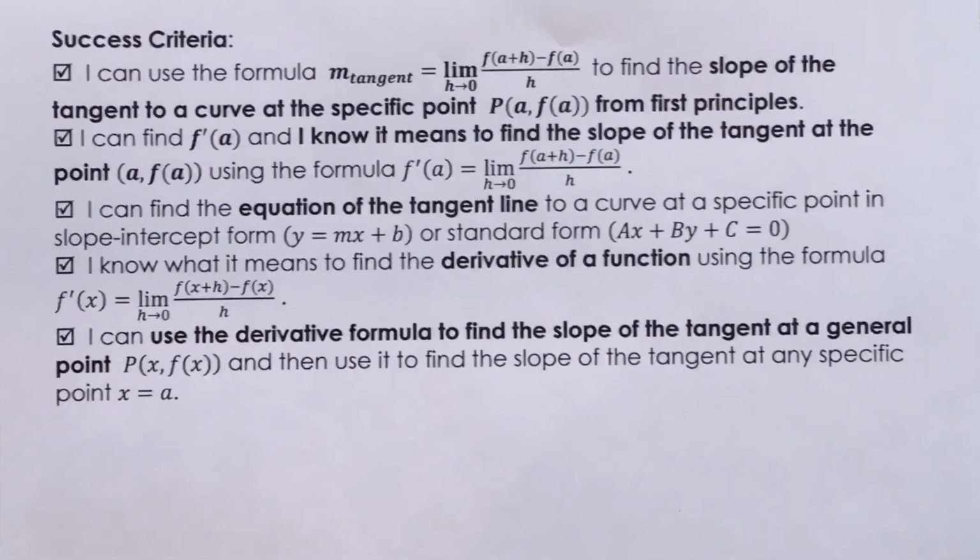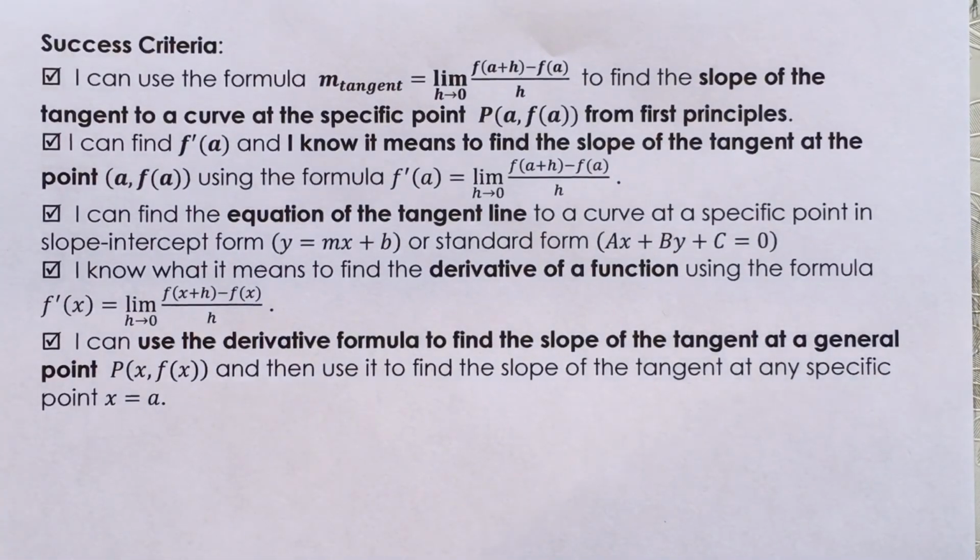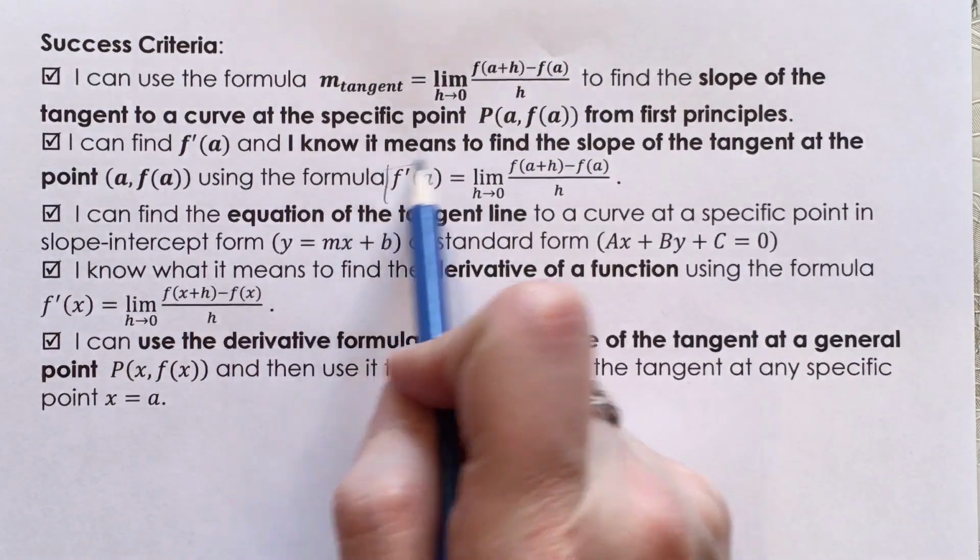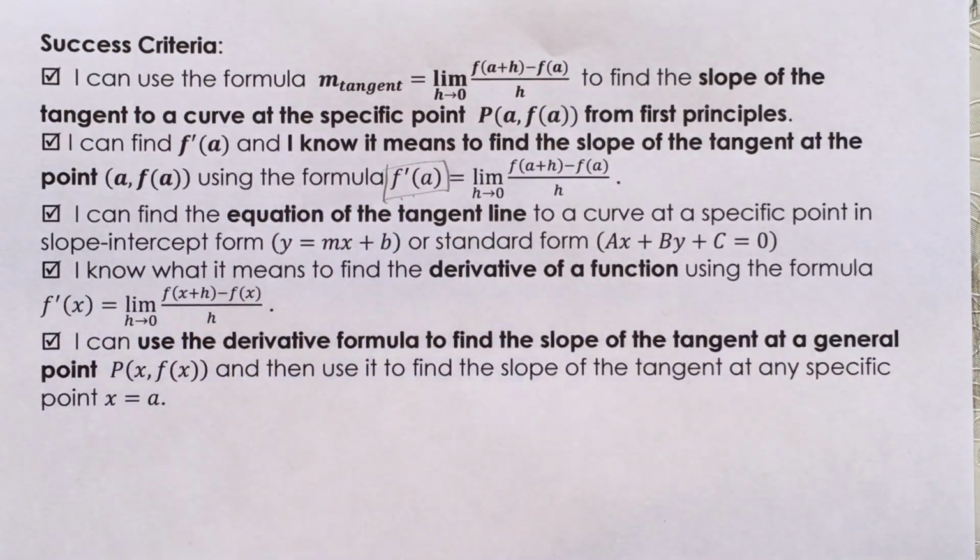Our success criteria. We can use the slope of the tangent formula, the first principles formula, the limit as h approaches 0 of f at a plus h minus f at a over h, to find the slope of the tangent to a curve at a specific point a. From first principles, I can find f prime at a, and you know what it means to find the slope of the tangent at that specific point. We know what f prime at a means. That means the slope of the tangent when x is a.